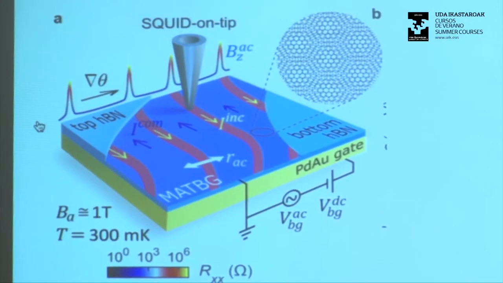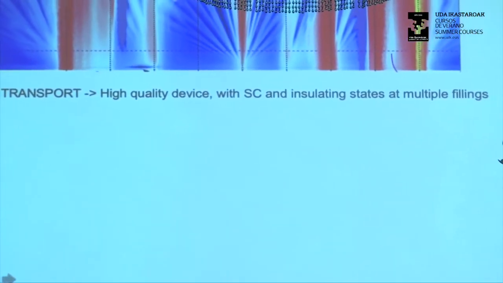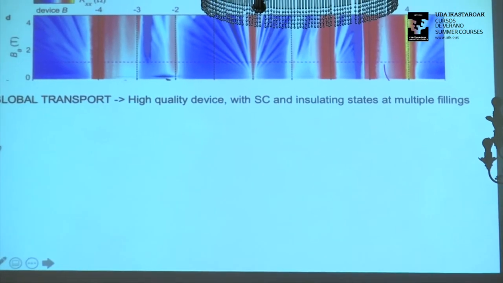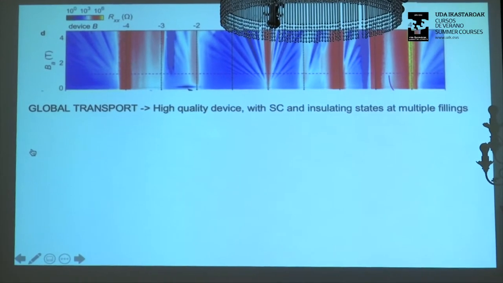So the thing that we do is we first take our samples and we do transport. Actually, you can do transport in situ while the scanning tip is there. This is density here in terms of number of electrons per moiré unit cell, 4, 3, 2, 1, minus 1, minus 2, minus 3, minus 4, versus magnetic field. You can see this is a very high quality sample with very nice Landau fan diagrams with features at 1, 2, 3 electrons per moiré unit cell. So this is state-of-the-art type of devices.